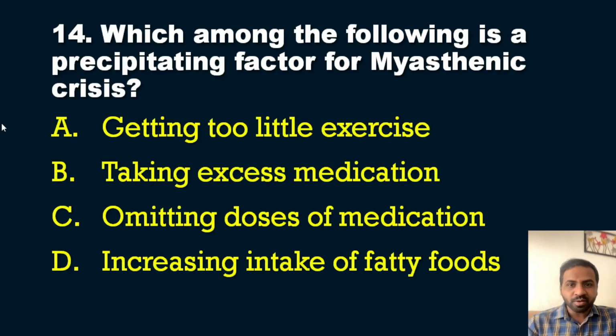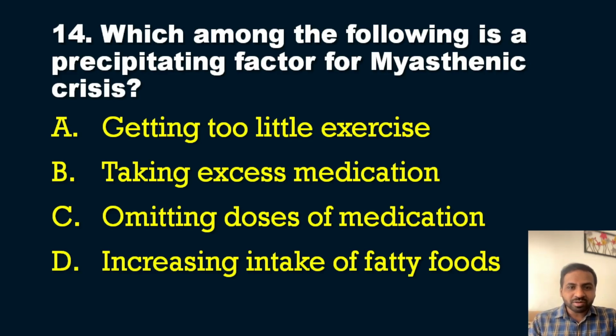So the options for you are: option A, getting too little exercise. Option B, taking excess medication. Okay, so if the patient is taking excess medication, whether that is the reason for myasthenic crisis, that is option B. Option C is omitting doses of medication, that is, medicines were not taken. And option D is increasing intake of fatty foods. Okay, so which of the following can result in the development of myasthenic crisis? That's a question for you.